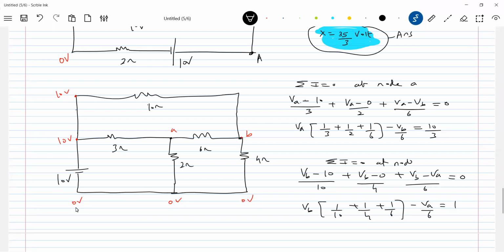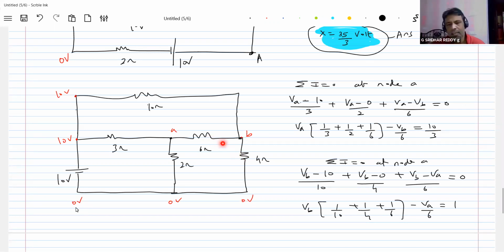Sir, we can solve this with a single equation also. You can do it. So what do you mean, a single equation? Because when we are writing for A, for the branch AB, we are stopping at B. Instead of that, if we go to 0 volts, then we can get the current in these two branches directly. The current in these two branches will be different. Are you getting it now?